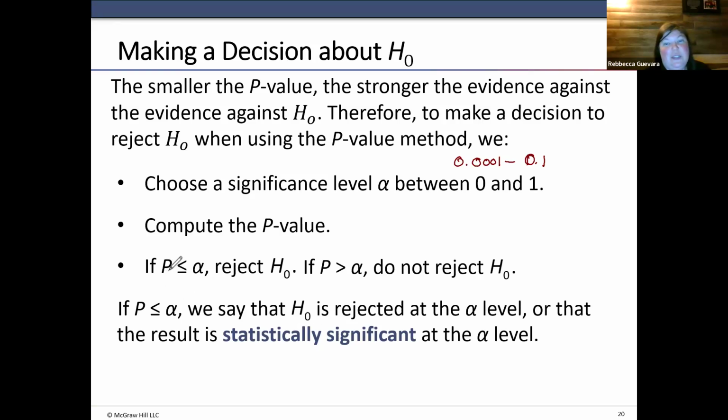And then if our p-value is less than alpha, we reject the null hypothesis, because we're saying that whatever's going on is significantly improbable. If your p-value is greater than alpha, then it's a much more likely event to occur, so we do not reject the null hypothesis. If P is less than or equal to alpha, we say that the null hypothesis is rejected at the alpha level, or that the result is statistically significant at the alpha level.